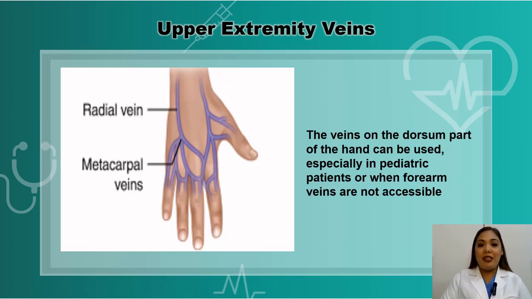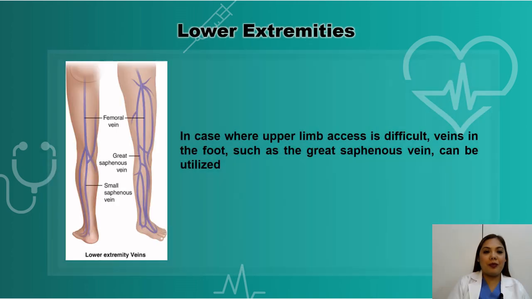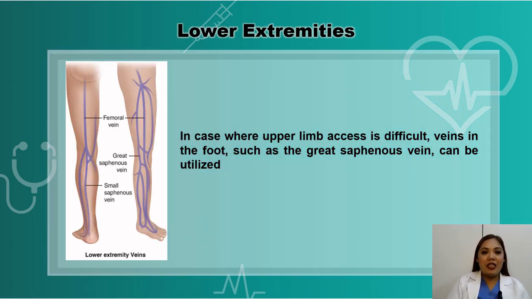Dorsal hand veins, the veins on the dorsum part of the hand, can be used especially in pediatric patients or when forearm veins are not visible. These veins are generally smaller and may be more prone to complications. Foot veins. In cases where the upper limb is difficult, veins in the foot such as the great saphenous vein can be utilized, although this is less common and may be associated with higher complications.